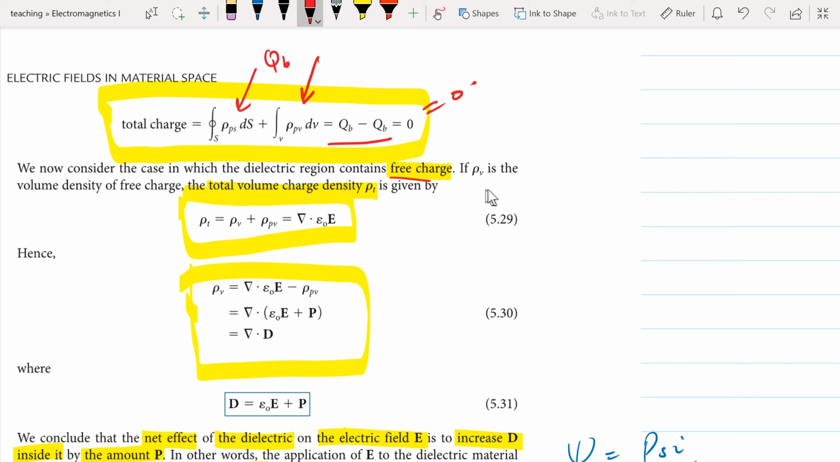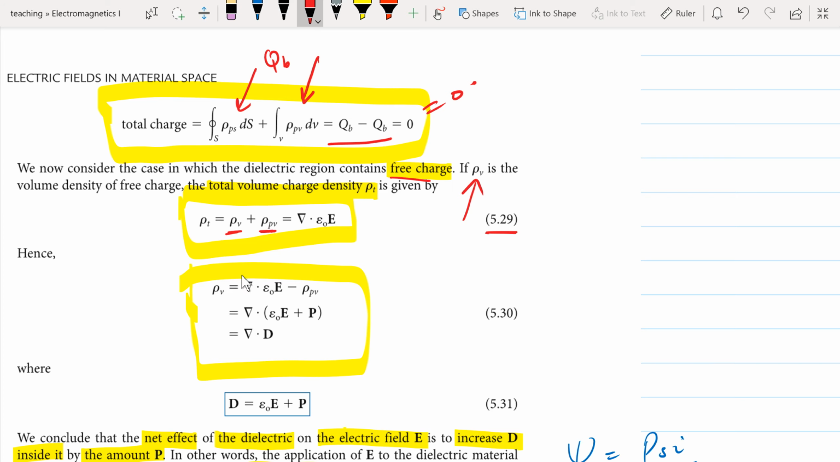And if that be the case, and if we define rho V as our volume charge density, then the total volume charge density rho T can be given by equation 5.29, which is the sum of the free charge density and the bound charge density.